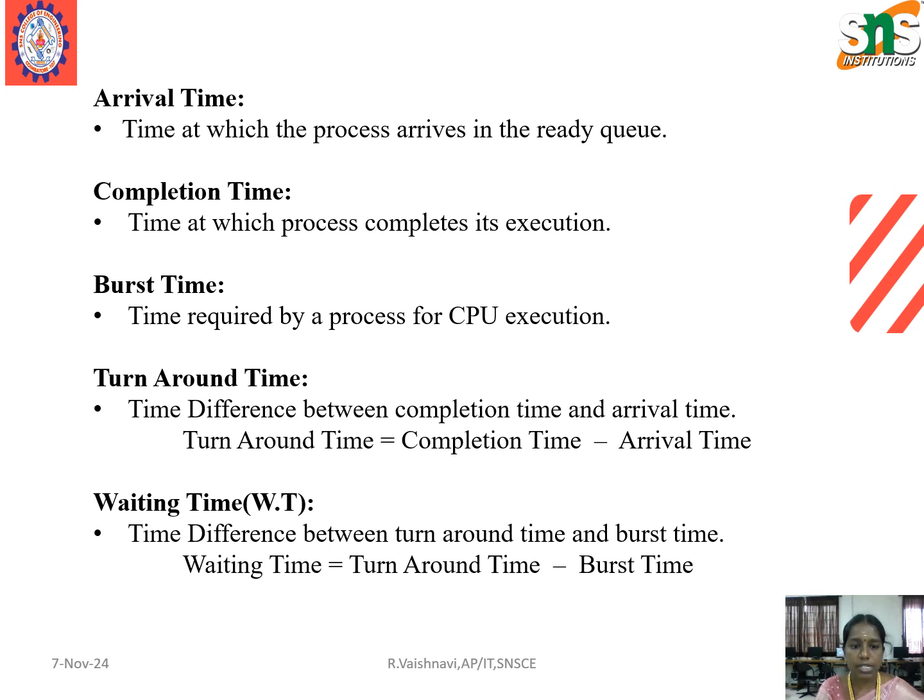Third one is burst time. The time required by the process for CPU execution. Fourth one is turnaround time. The time difference between the completion time and the arrival time is defined as turnaround time. Fifth one is the waiting time, that is the time difference between the turnaround time and the burst time.